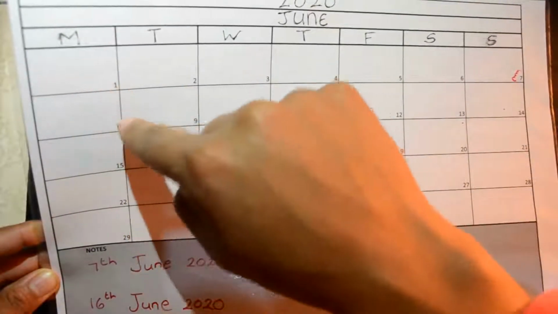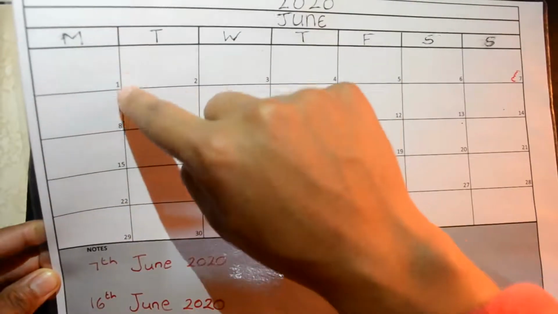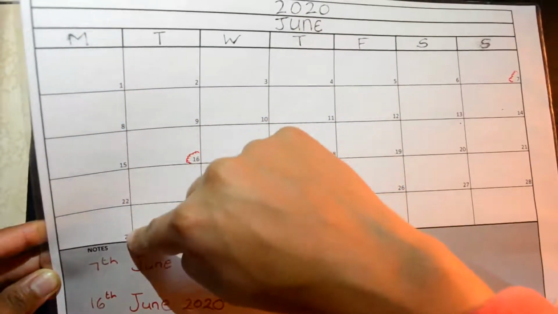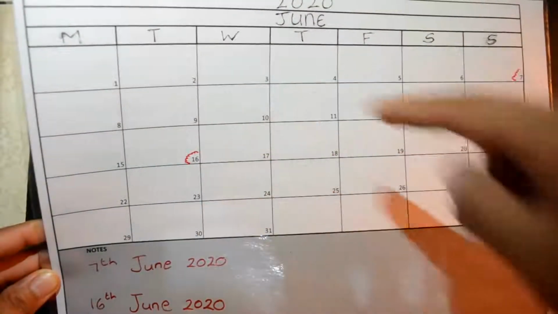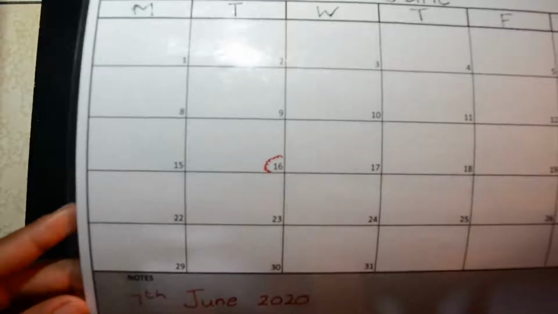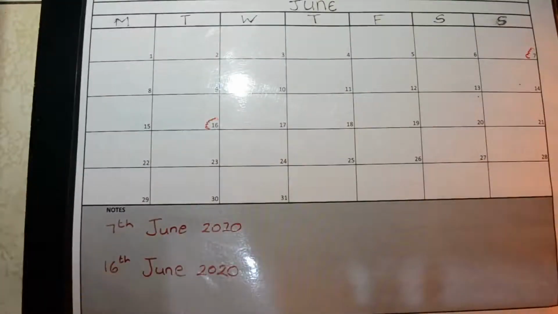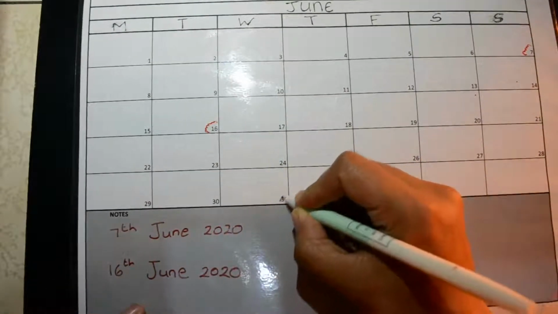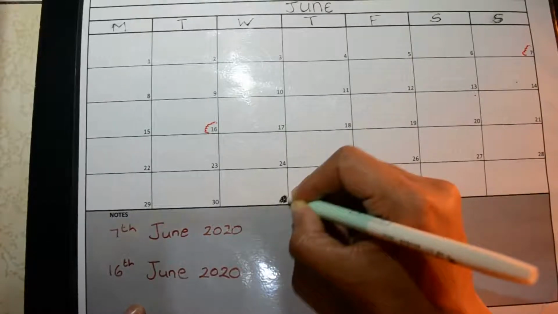So these dates fall on different days. On Monday, these are all the dates that are on Mondays, and on Tuesday, these are all the dates that are on Tuesday, and just like you go. If I can just bring it a bit closer, you can see. Okay, so in June, there are only 30 days.